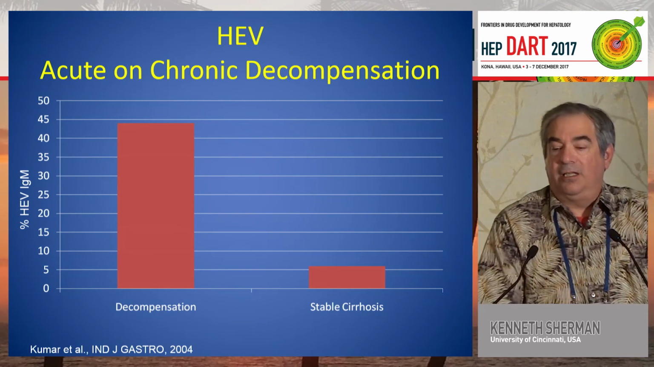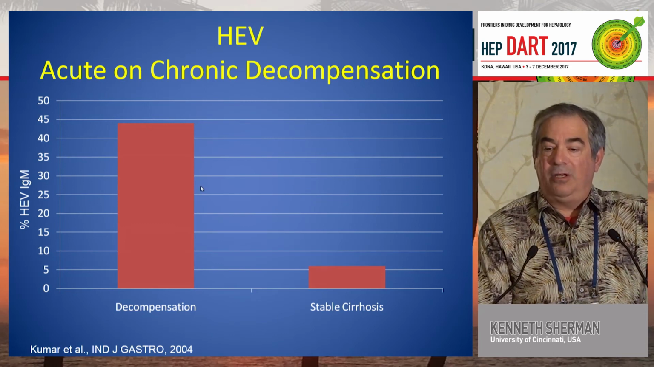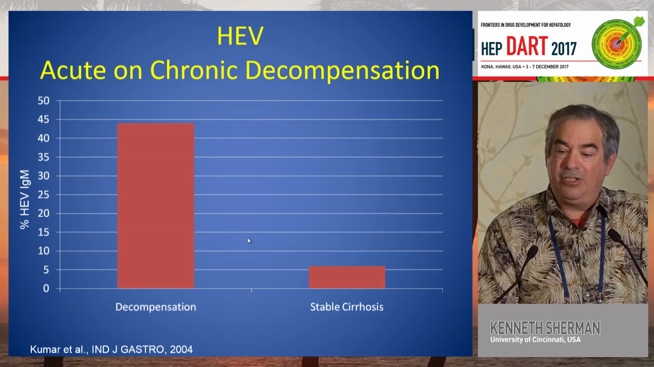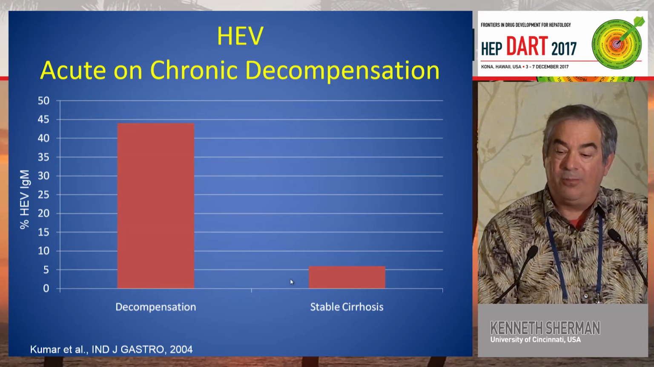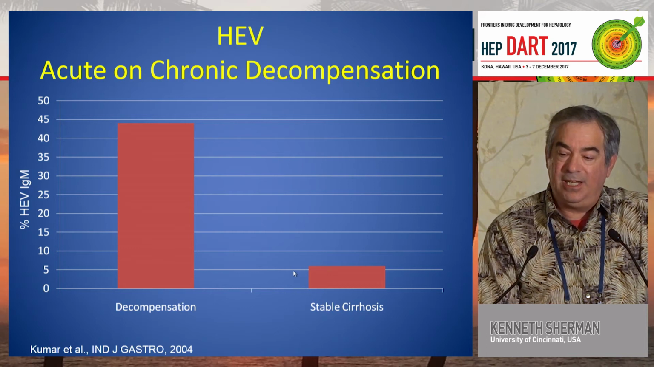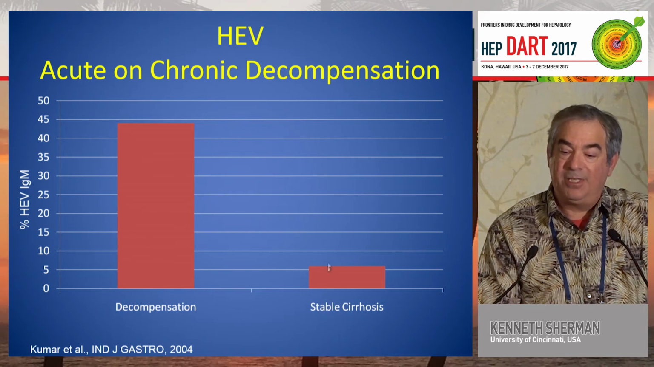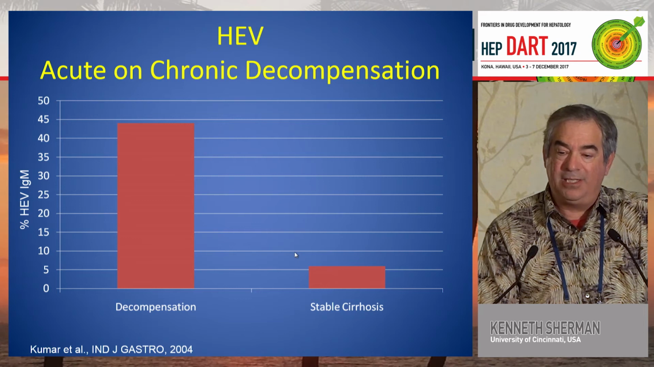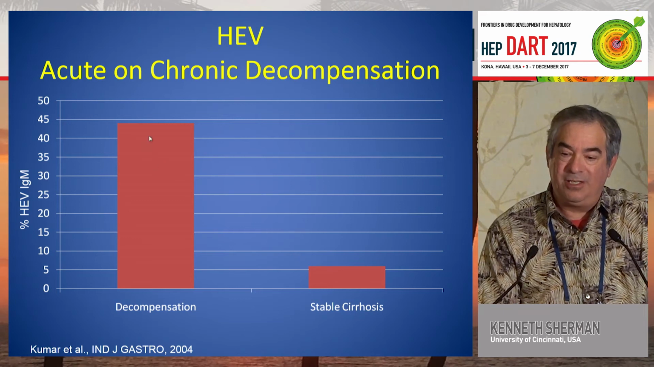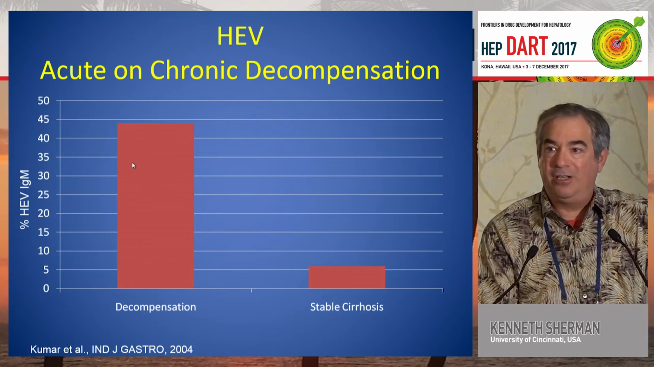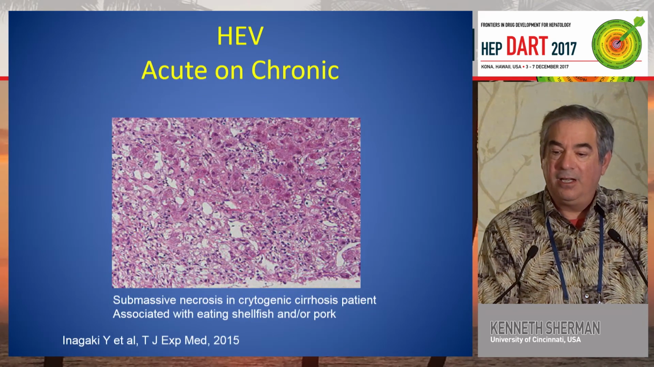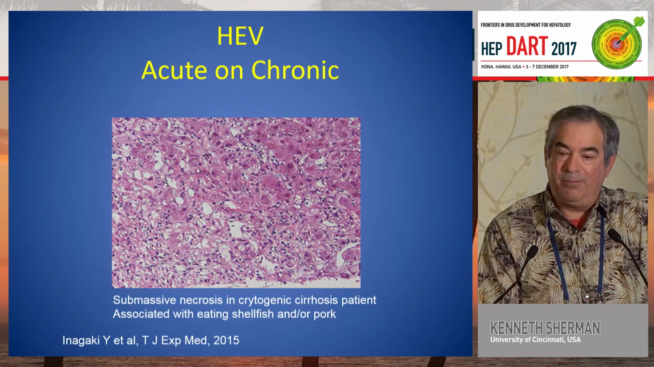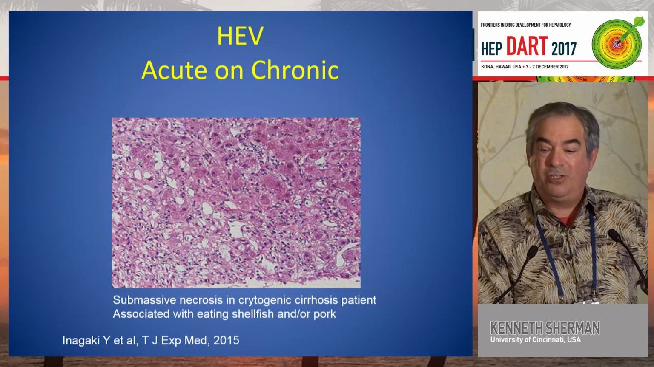This is a look at a study on chronic decompensation, a group of patients with known stable cirrhosis in India. A subset decompensated. They were compared to a matched group that had stable cirrhosis, and as you can see, there was a very high rate of acute hepatitis E, suggesting that that was the source of the decompensation in those patients. Here's another example, a patient with a liver biopsy done, submassive necrosis, and a patient with cryptogenic cirrhosis.